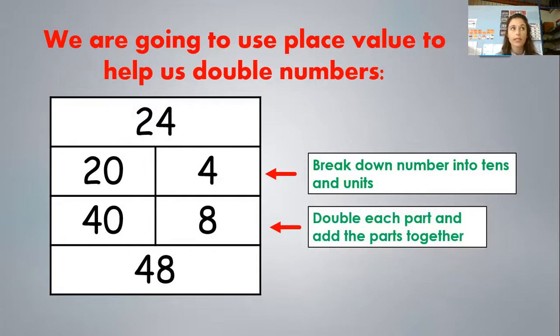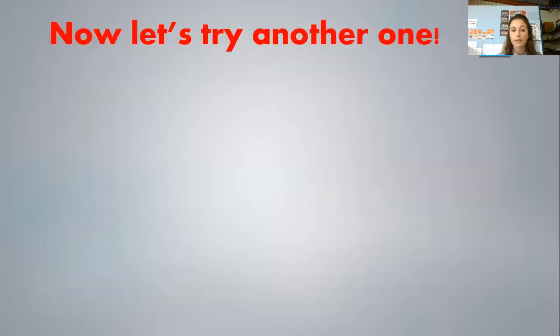So we've got double 20 will be 40, and double 4 will be 8. And it's easy to double 20 because you know double 2 is 4, so double 20 is 40. And then the ones, you won't have any zeros there, so it will just be double 4 is 8. If we add 40 and 8, we get 48.